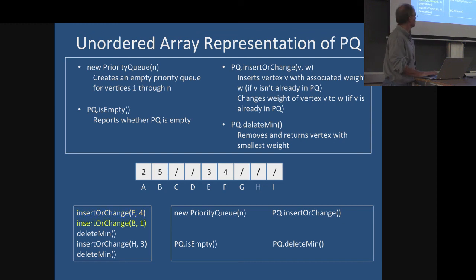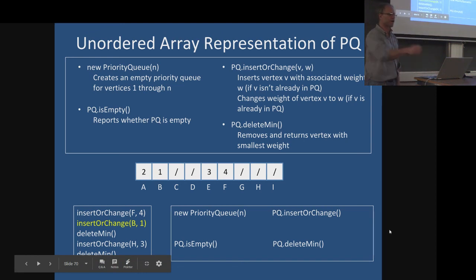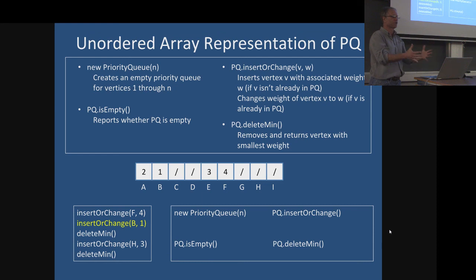Great. Now, what will happen when we insert or change B? We go right here, change it to 1. So it's fast to do that. That's what we wanted. We wanted fast insert. We're willing to have a fast insert at the cost of a slow delete, because we do more inserts than we do deletes. Right. Now, what's it take to do a delete min?